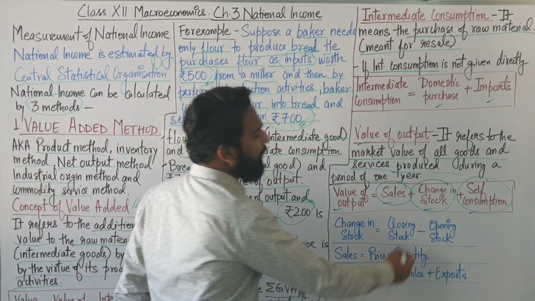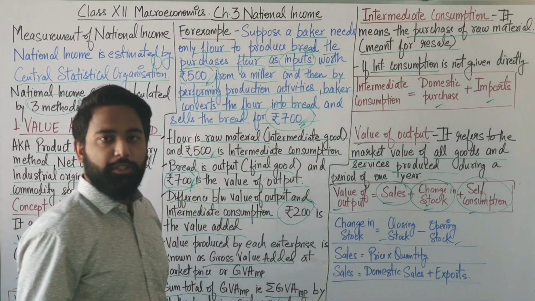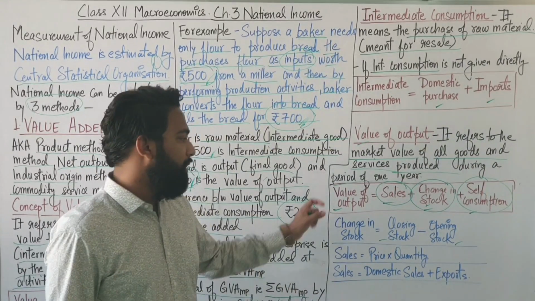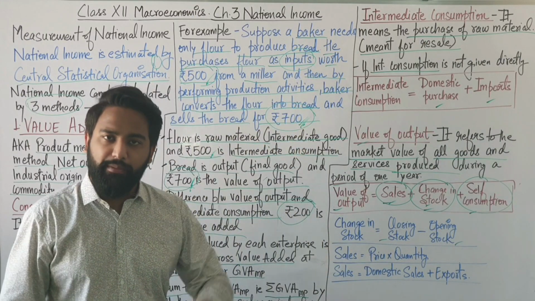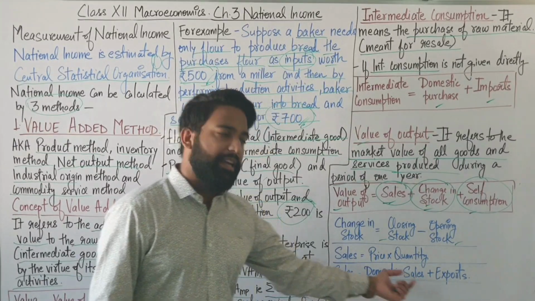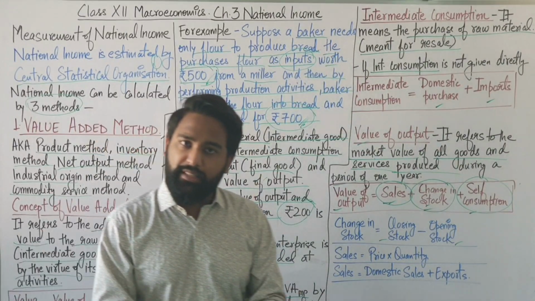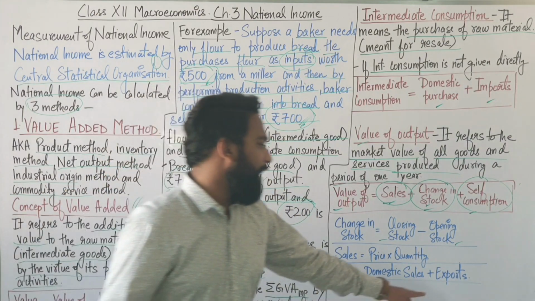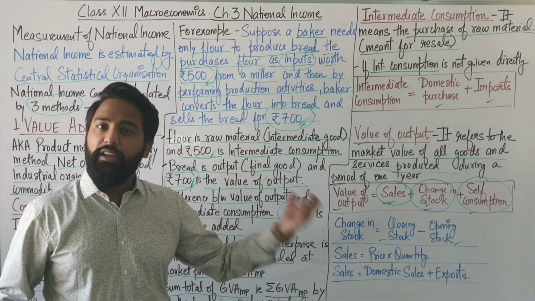Now, how to calculate change in stock? Change in stock is equal to closing stock minus opening stock. The students of accountancy know this thing. That's how you get the change in stock. Now sales. Sales can be calculated in two ways. If price and quantity are given, you multiply price and quantity and get the sales. If domestic sales and exports are given, you add the sales done within the country and all the sales done outside the country, that is exports. Domestic sales plus exports gives the total sales.